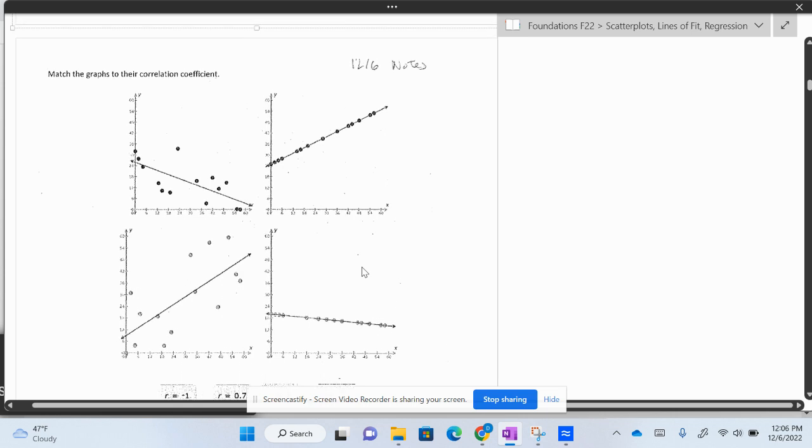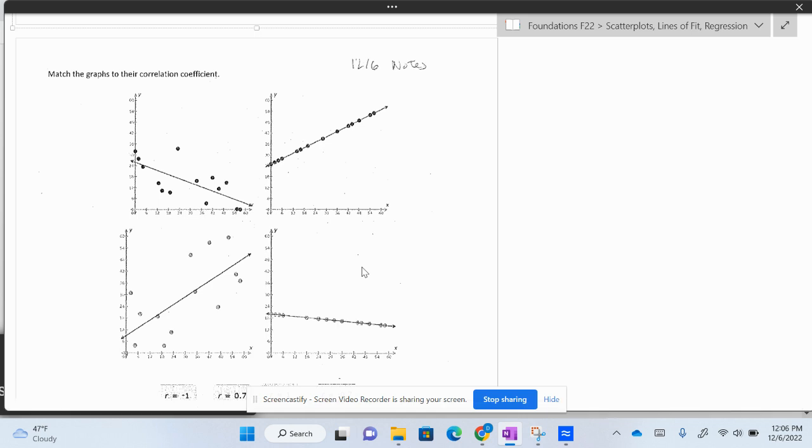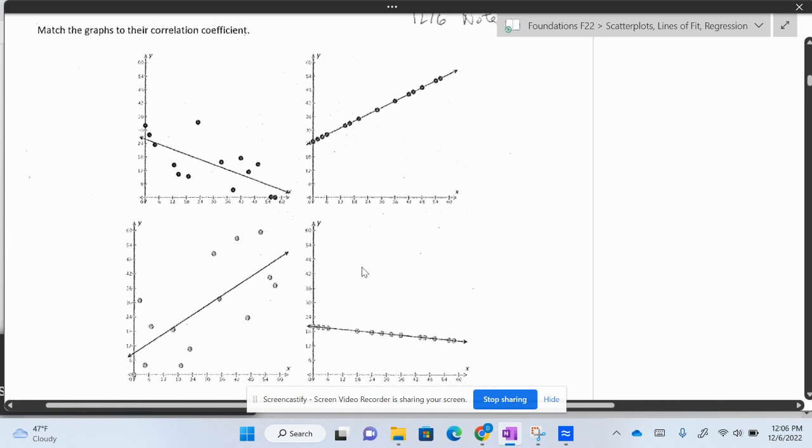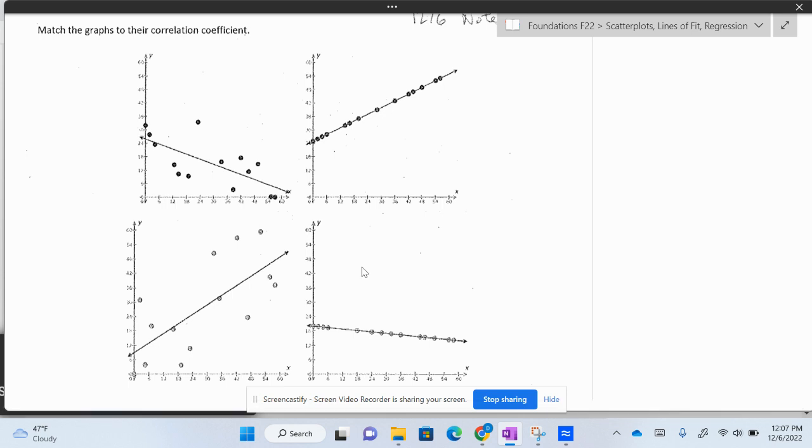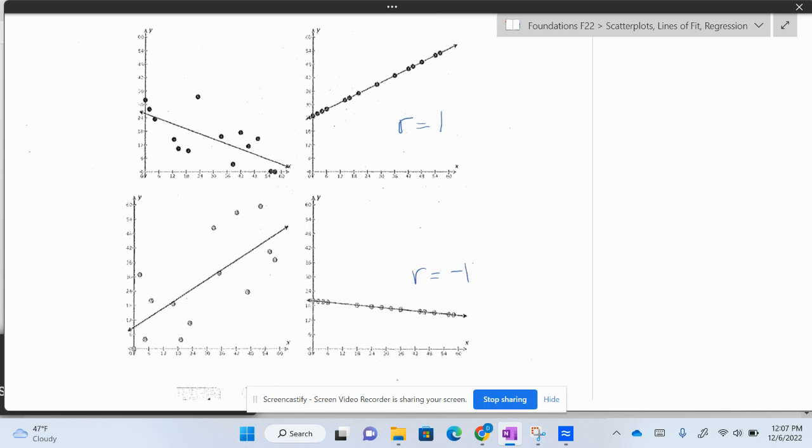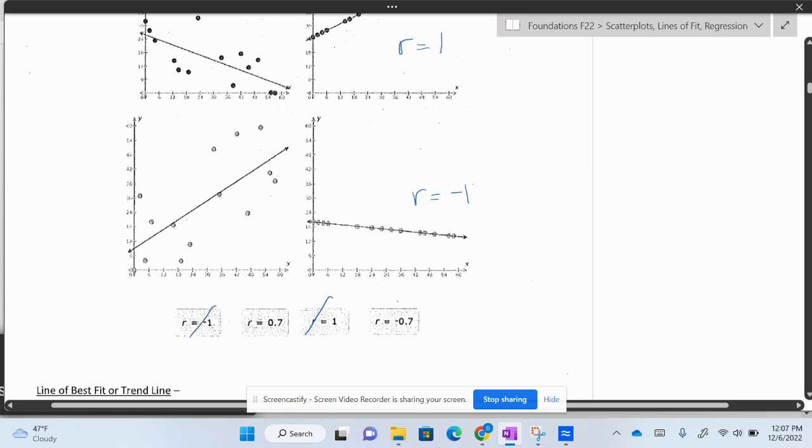So remember I said if all of the points fall on the line, Antoine, say again. Yeah, please. Yeah, R equals +1, because if all of the points fall on the line, your correlation coefficient is going to be either +1 or -1. Okay, so R equals a -1. So we've used these two.